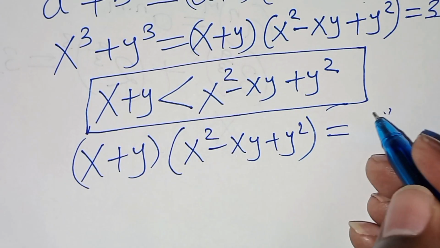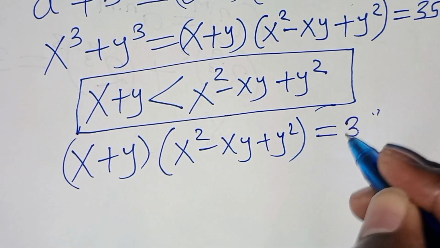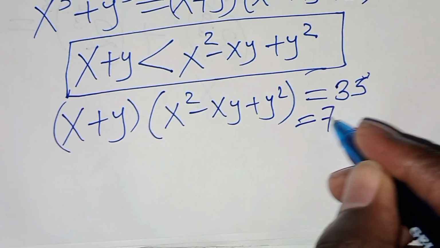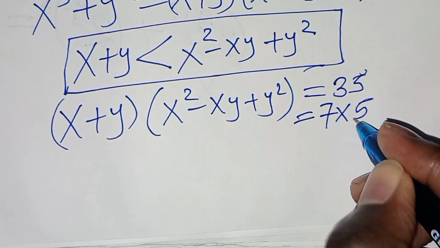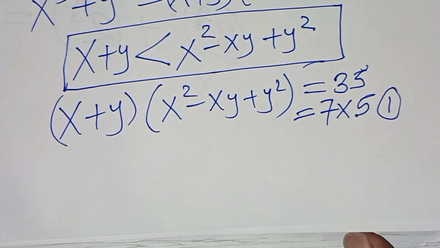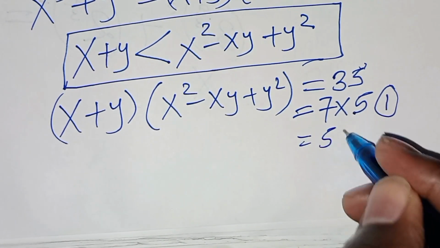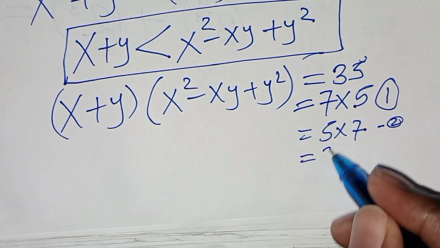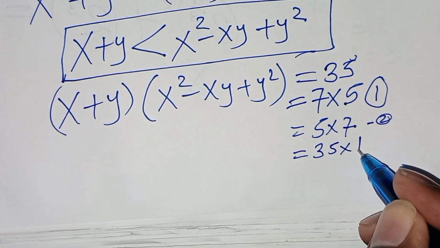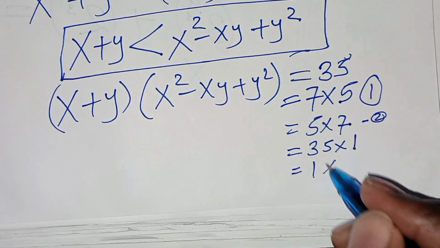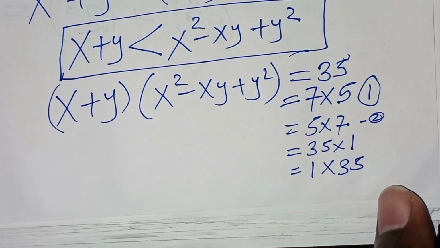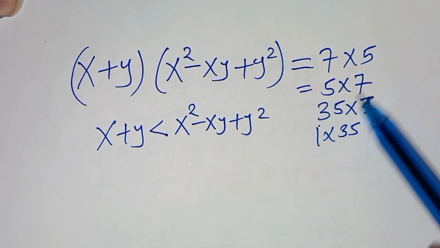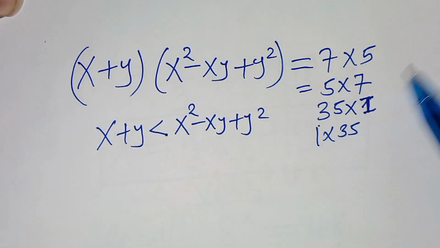Now we can get the factors of 35. That is, we have 7 times 5, this is the first factor here. We have 5 times 7, this is the second factor here. And also we have 35 times 1, and also we have 1 times 35. Now these are the factors of 35: 7 times 5, 5 times 7, 35 times 1 and 1 times 35.